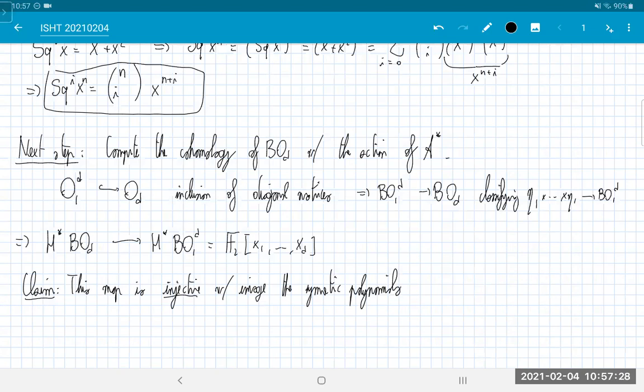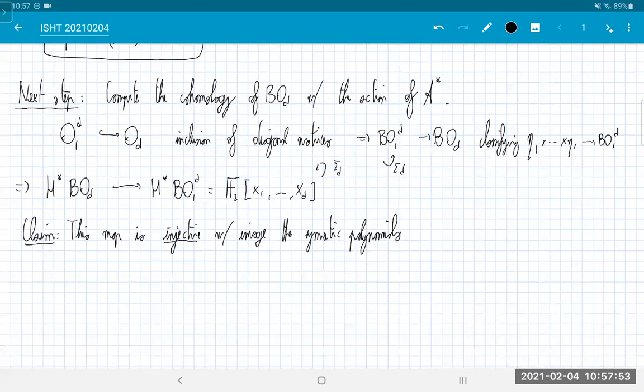Of course, the image is clearly contained in the symmetric polynomials because the map is equivariant for the action of Sigma_d. The action of Sigma_d, by the way, just permutes the generators. This is just a permutation of the tensor factors in the Künneth formula. And so it lands inside the symmetric polynomials.